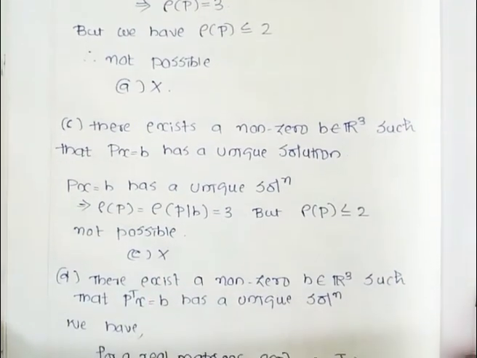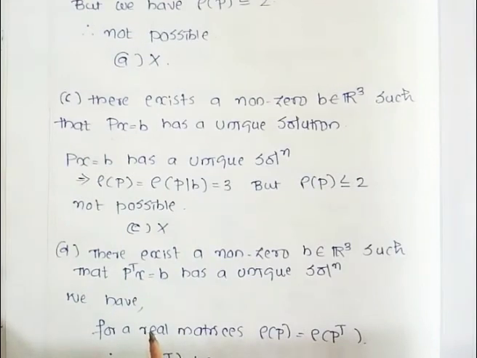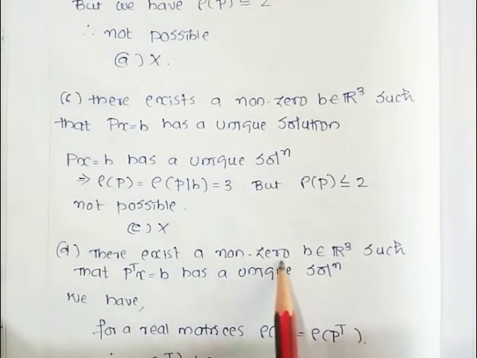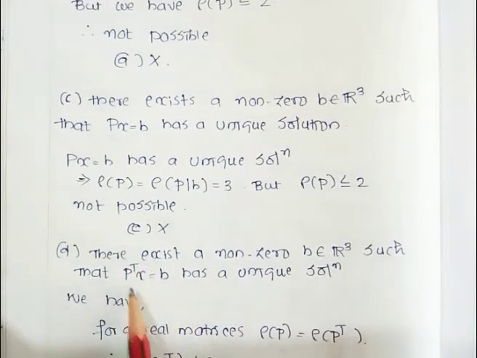Now for the fourth option, it says there exists a non-zero B belongs to R3 such that P transpose X is equal to B has a unique solution. This system P transpose X is equal to B is a non-homogeneous system of linear equations. For it to have a unique solution, first of all it has to have a solution, which means the system is consistent. System is consistent means that rank of P transpose is equal to rank of the augmented matrix P transpose with B, and for a unique solution, that must be equal to the number of unknowns.